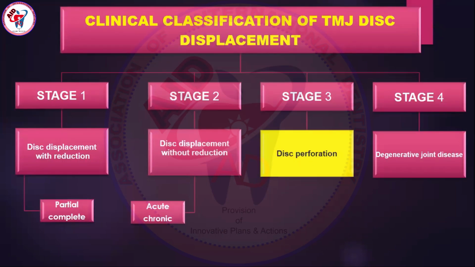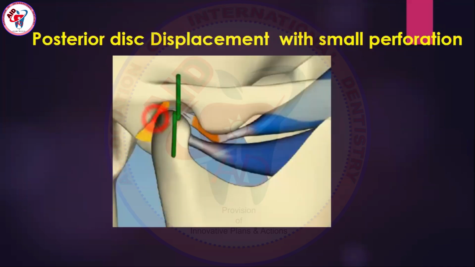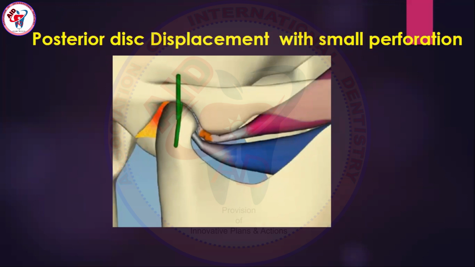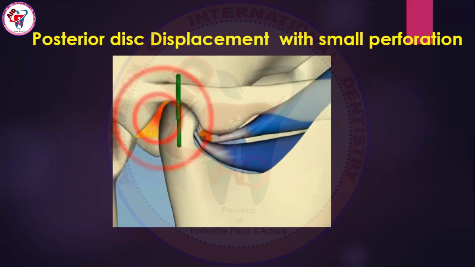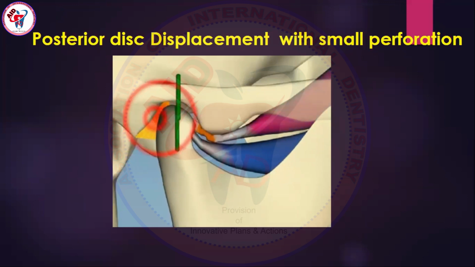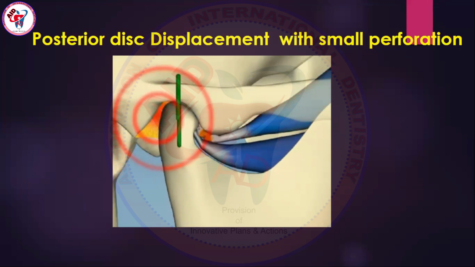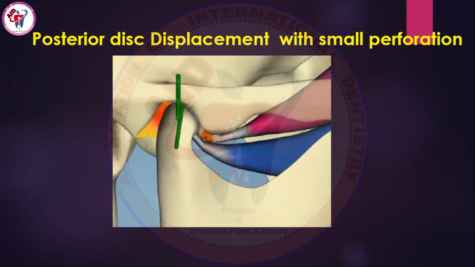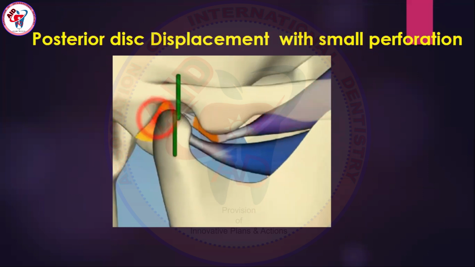Now we are coming to stage 3, and this stage 3 is disc perforation. Disc perforation is where a joint, due to constant pressure, results in perforation of the discal fibers and discal area. You see, now this is pressure, and the discal portion is abraded and there is a small perforation, and now this is going on in the TMJ.